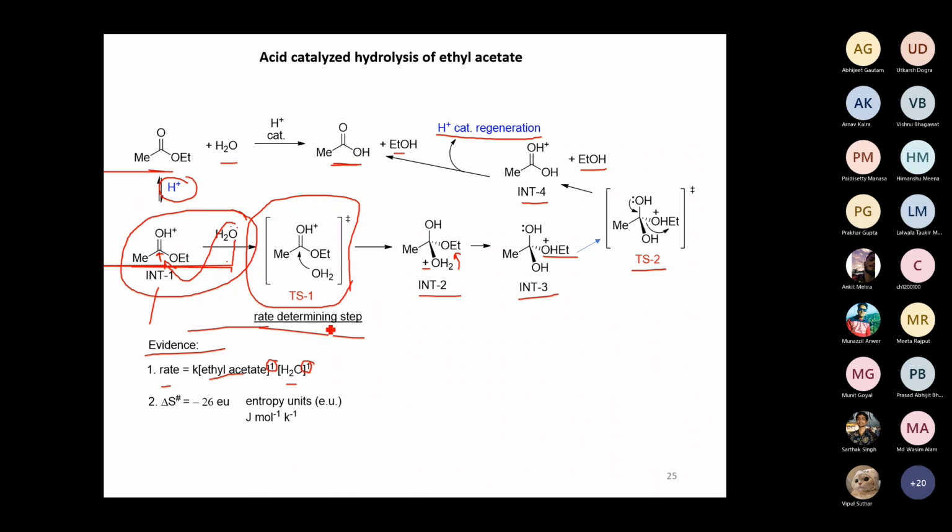But from one experiment you cannot tell. You need to find other experiments. Another very important parameter to establish this transition state or the rate determining step is the activation parameter. That is our next experiment that I told you about. Activation parameters consist of two parameters: one is the enthalpy and another is the entropy of activation.